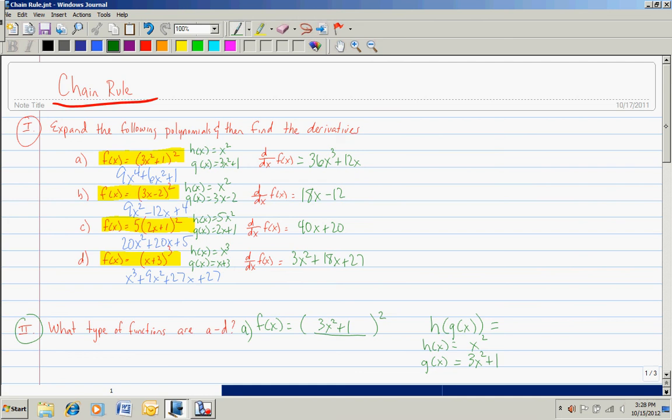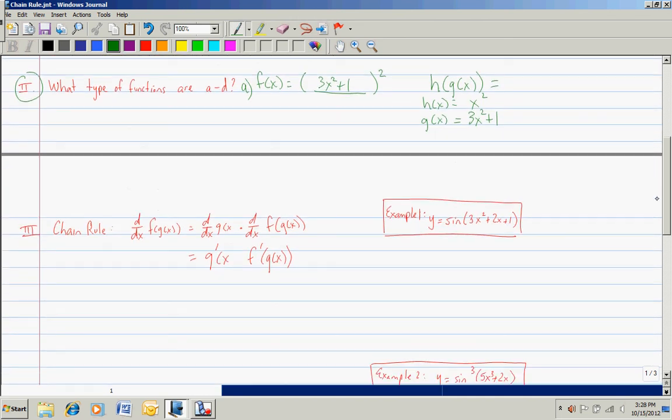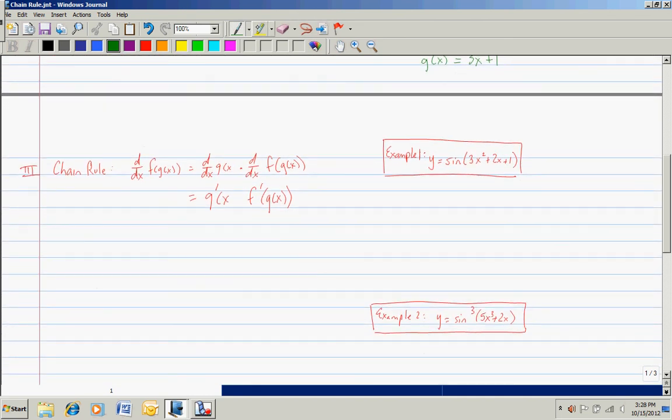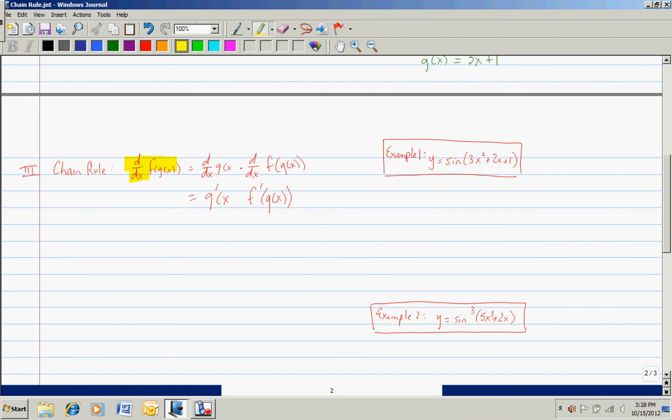All right, we'll come back to this idea of composite functions after we learn about the chain rule. The chain rule is this. If you want to take the derivative of a composite function, all you have to do is take the derivative of the inside function and multiply it by the derivative of the outside function. In other words, we're doing g prime of x times f prime of g of x.